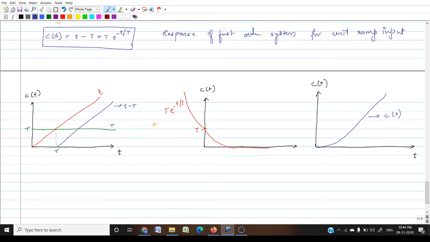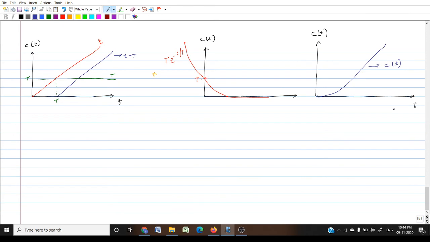So now we will find out the steady state error and then we will come back to this curve to understand the exact steady state error. To find out steady state error, e of t is equal to r of t minus c of t. r of t in this system is t, that is the ramp function, minus c of t, where c of t is t minus capital T plus T e to the power minus t by T.